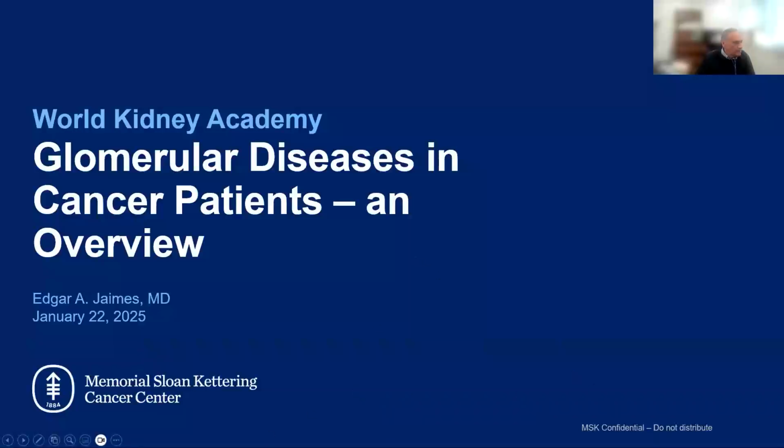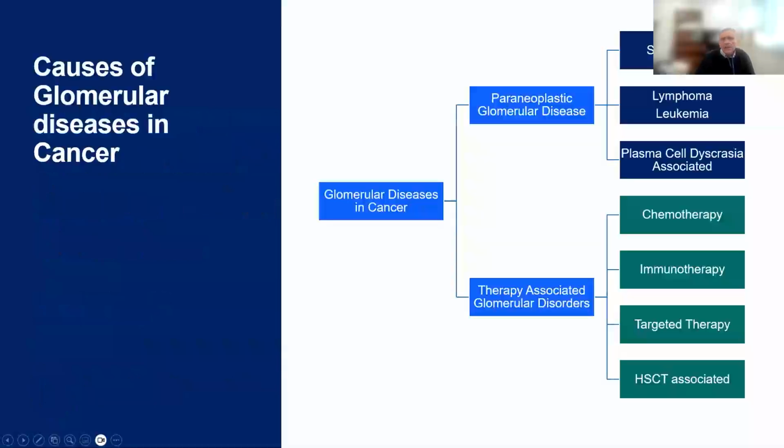Basically, glomerular diseases in cancer can be pretty much divided in two big groups. Those that are linked to therapy, like the ones here on the right bottom: chemotherapy, immunotherapy, targeted therapy, or transplant-associated glomerular diseases, and also paraneoplastic glomerular diseases.